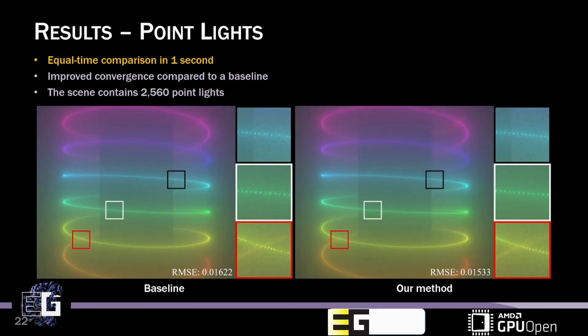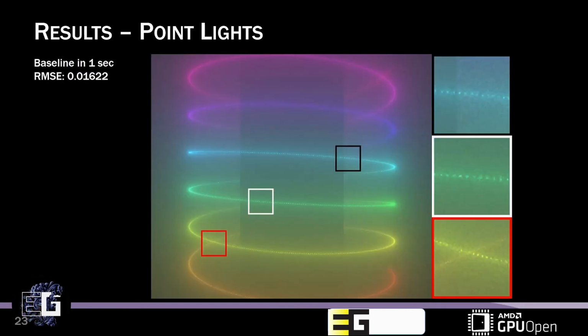Here is the result of our method with point lights. We did an equal time comparison with the scene having 2560 point lights. Both images were rendered in 1 second. The baseline is shown on the left and our method is shown on the right. The image quality is evaluated with root mean squared error.